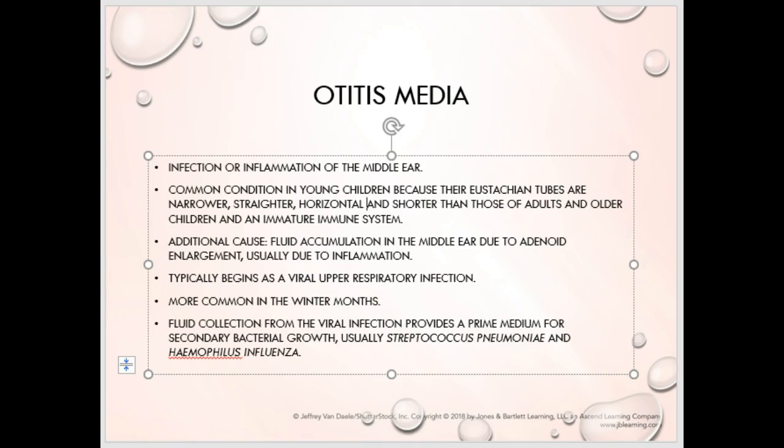It can lead to adenoid enlargement, which is the lymphoid tissue in the back of the throat. An immature immune system can also contribute towards these. So this is usually going to be as a byproduct from an inflammation from an upper respiratory infection. And even though it starts as viral, it can actually cause an accumulation of fluid in the back of the nose, which can go up those auditory tubes and into the ears.